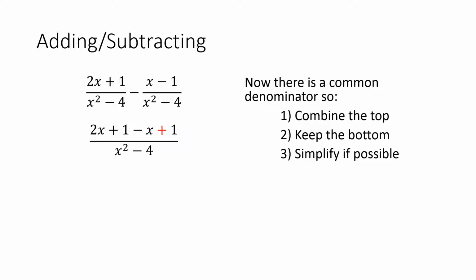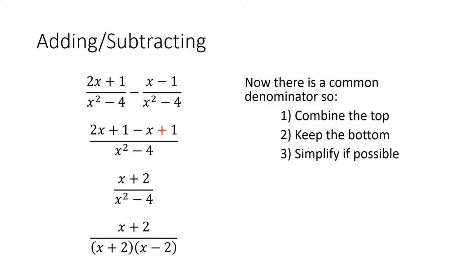So the top, I have the 2x plus 1 minus x plus 1. Again, combine. 2x minus x is x. 1 plus 1 is 2. So I have x plus 2 over x squared minus 4. And again, we're trying to simplify. Factor if we can. That denominator is going to be factorable. It is a difference of squares, so we can use our little conjugates trick. So the denominator factors as x plus 2, x minus 2.